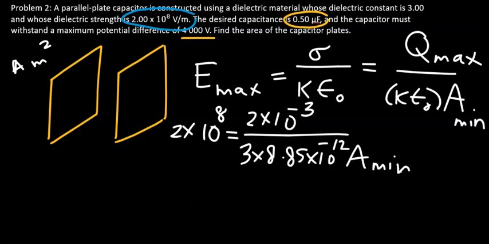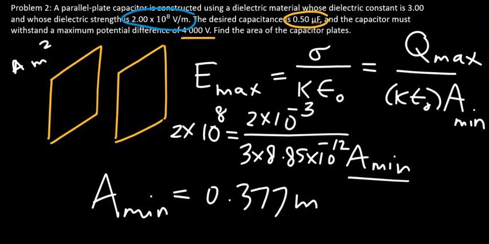And solving for the minimum area, we will get the minimum area to be 0.377 meters squared, and that solves the problem.